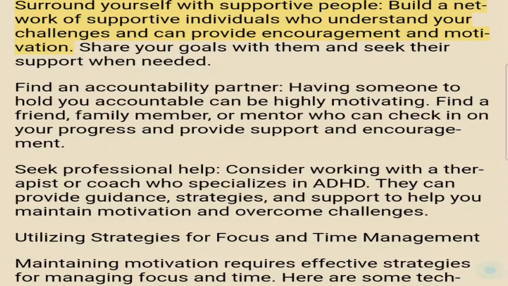Surround yourself with supportive people. Build a network of supportive individuals who understand your challenges and can provide encouragement and motivation. Share your goals with them and seek their support when needed. Find an accountability partner. Having someone to hold you accountable can be highly motivating. Find a friend, family member, or mentor who can check in on your progress and provide support and encouragement.